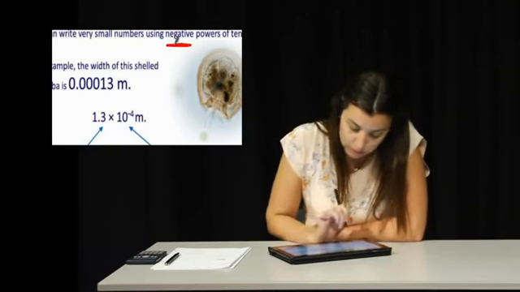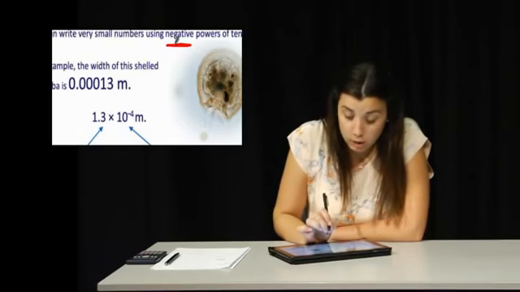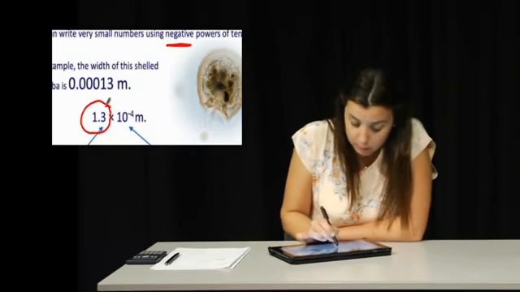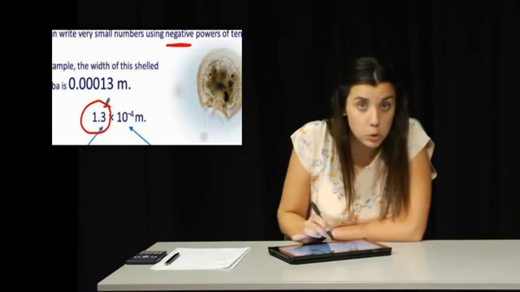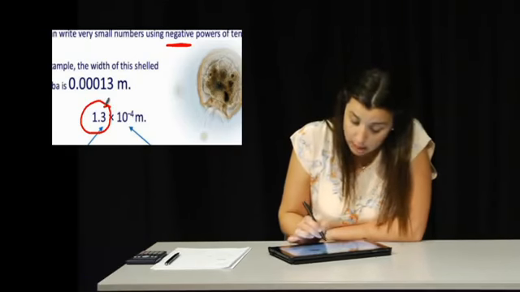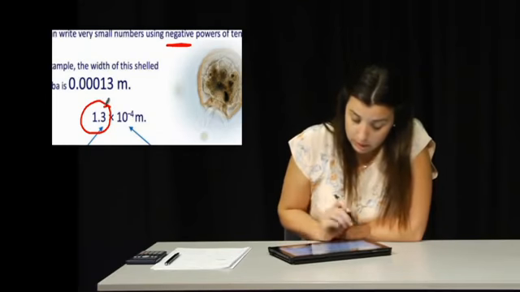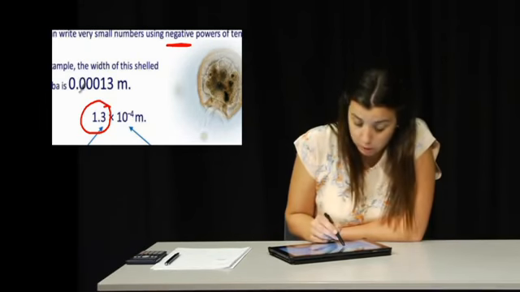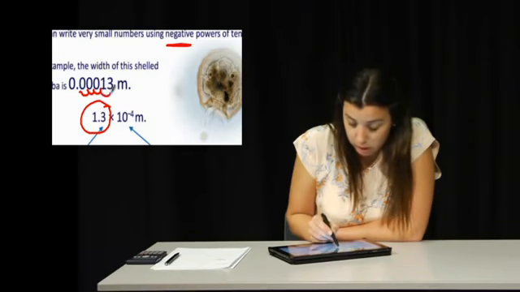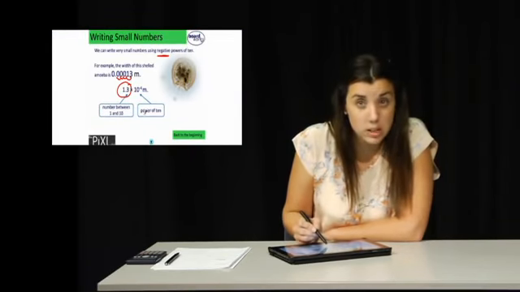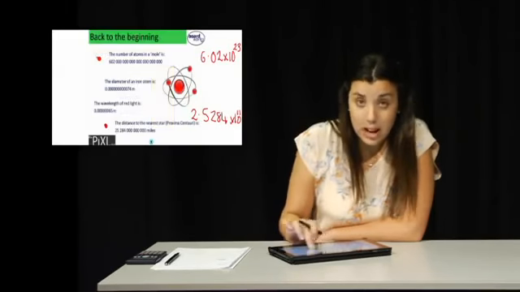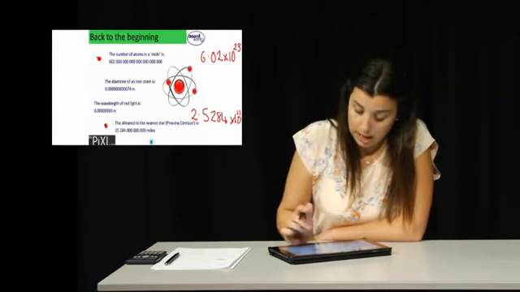So we've got a really small number here, 0.00013 metres. We can see here our number goes to 1.3, a number between 1 and 10, and our power is the -4. Let's have a look at this together. Our decimal point starts here, and we're going to move it 1, 2, 3, 4 places, and that's where the -4 comes from.